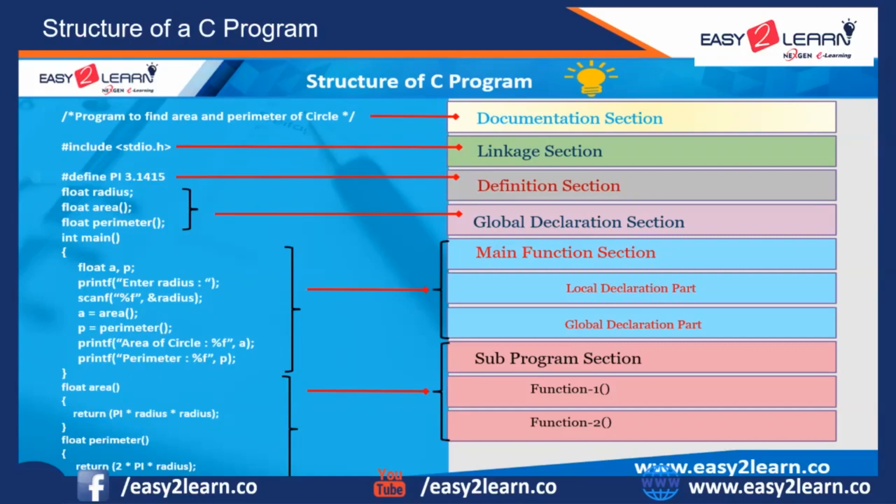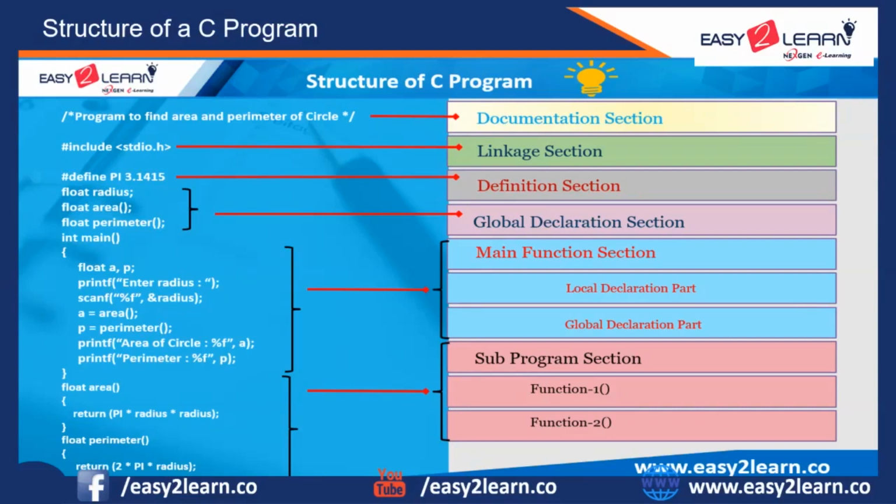The next is the linkage section, or we could just call it the link section. This section is helpful to connect or call supporting files to the current program. The section provides instructions to the compiler to link related functions from header files or system libraries. Definition section. The definition section defines all symbolic constants using the #define directive.